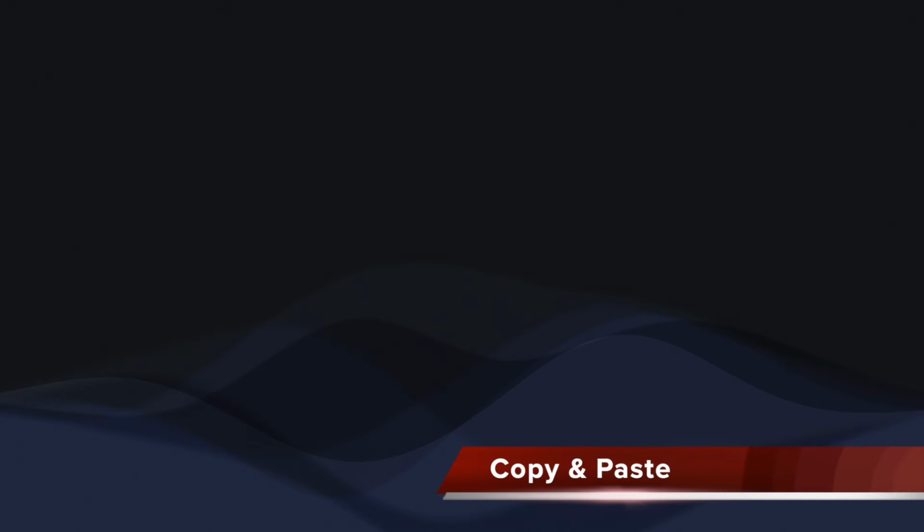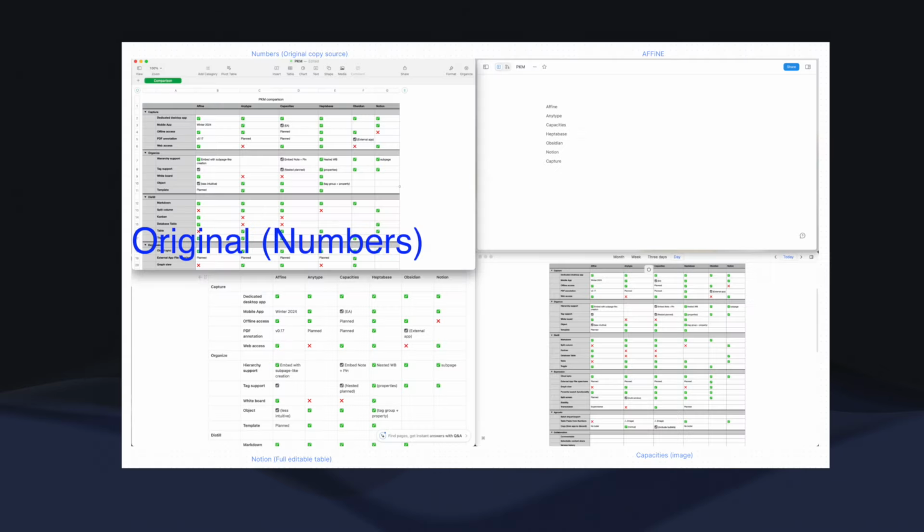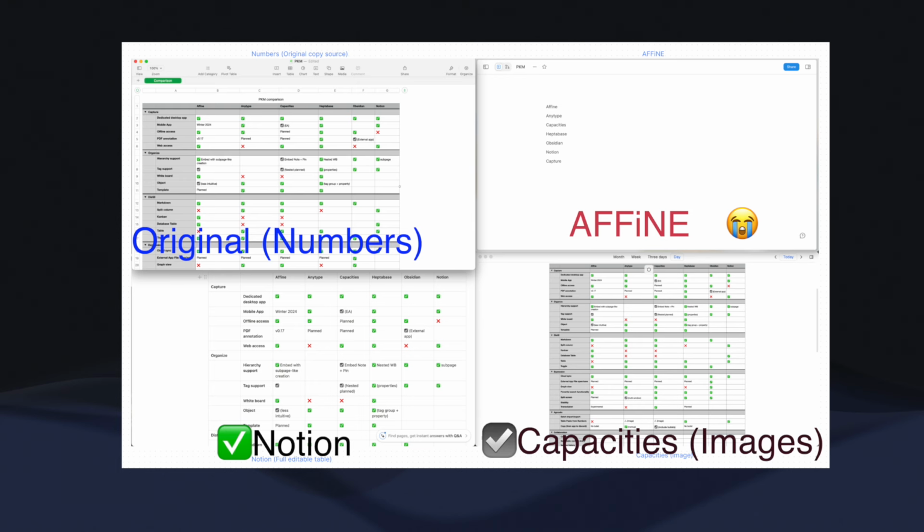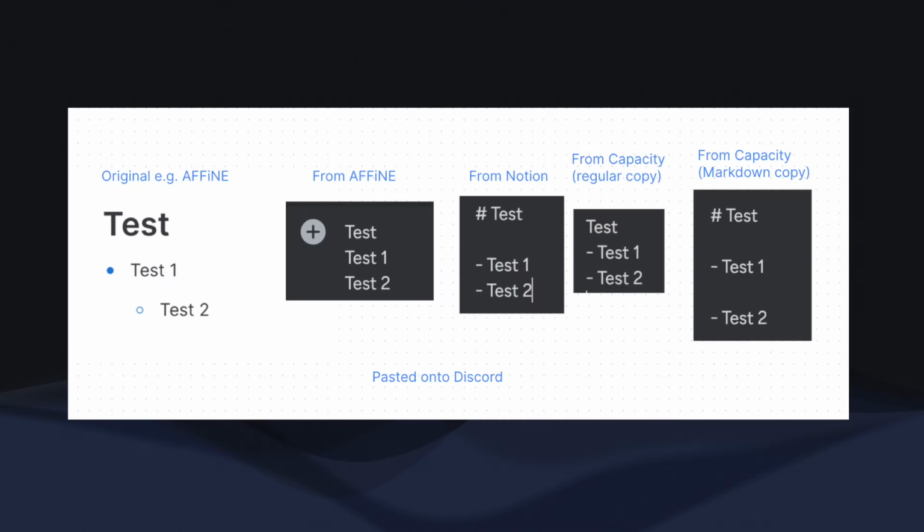One of the more serious frictions in AFFiNE is copy and paste. The experience is far from ideal. For instance, when I try to paste tabulated data from Apple Numbers, AFFiNE placed each cell content in a separate line, failing to maintain the table format. In contrast, Notion creates an editable table perfectly, and Capacities converts the data into an image. When copying text from AFFiNE to Discord, it loses all formatting. On the other hand, Notion and Capacities retain some formatting, making the pasted content more readable.